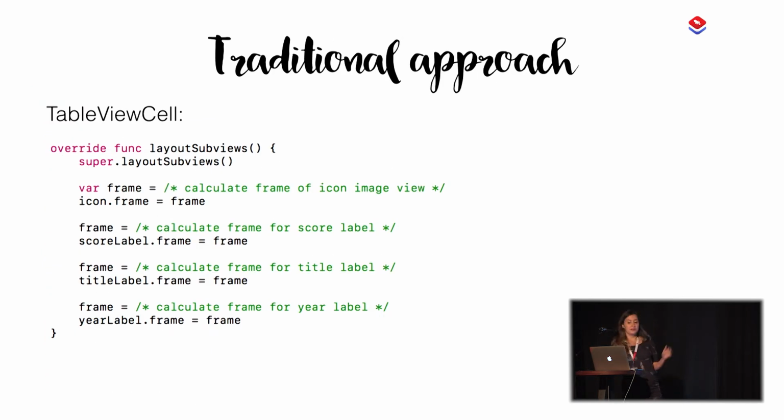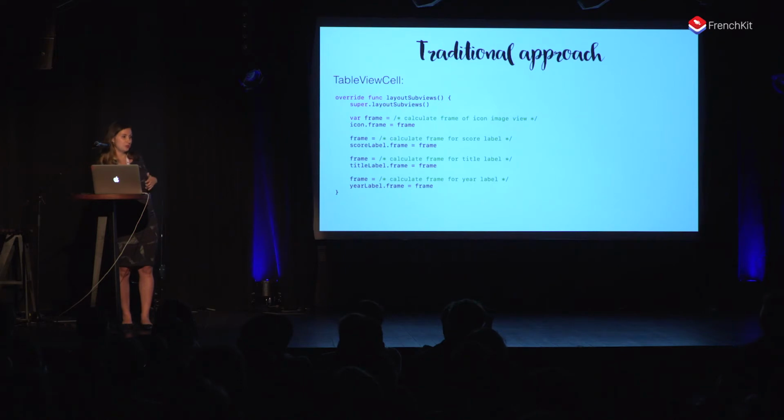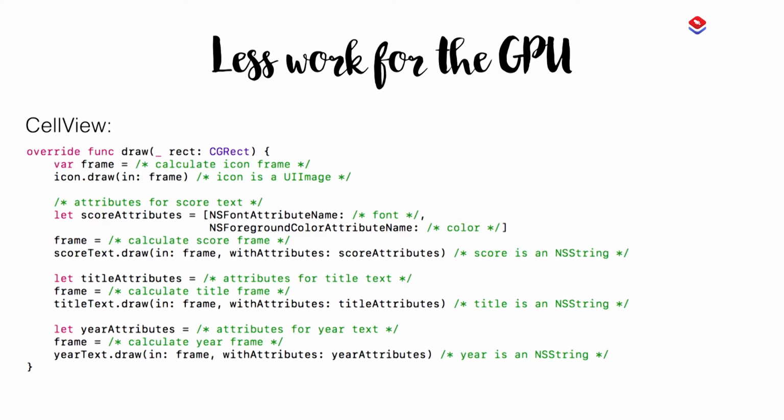So this would be the traditional approach, which involves creating multiple subviews and sizing and positioning them using the layoutSubviews method of the cell. Once sized and positioned, each of those subviews is handed off to the GPU. The GPU then composites and renders each cell. So in this case, the GPU receives 4 subviews as a texture each. And this is an approach with less work for the GPU.